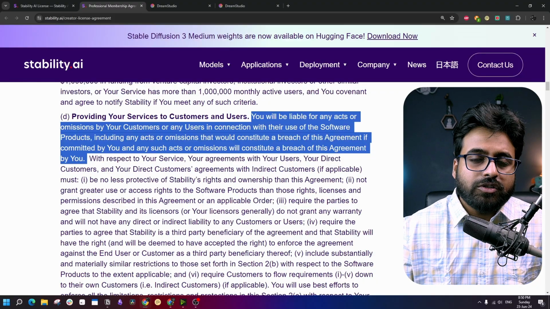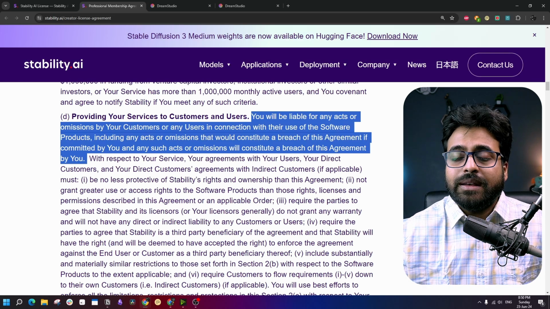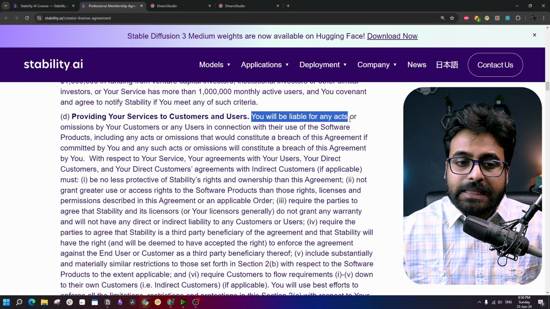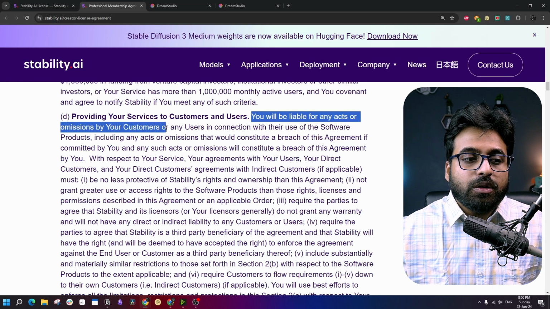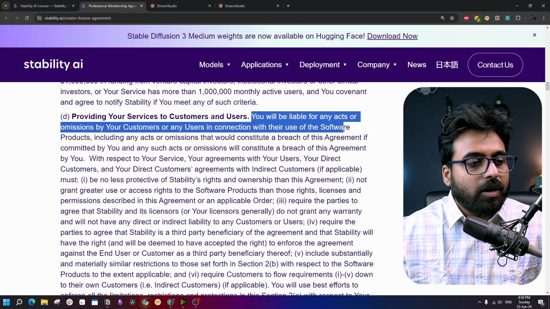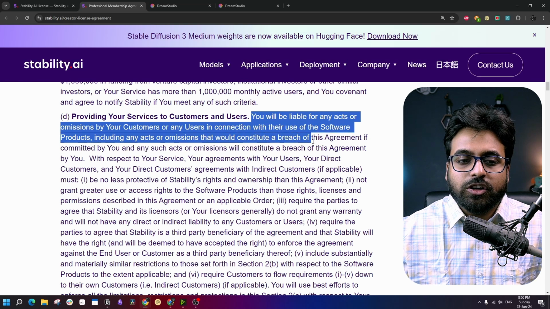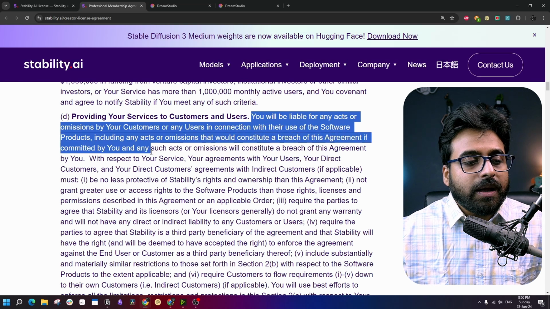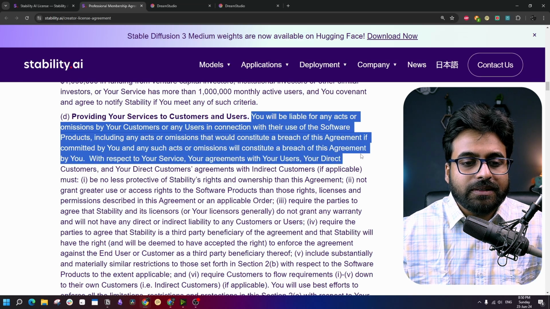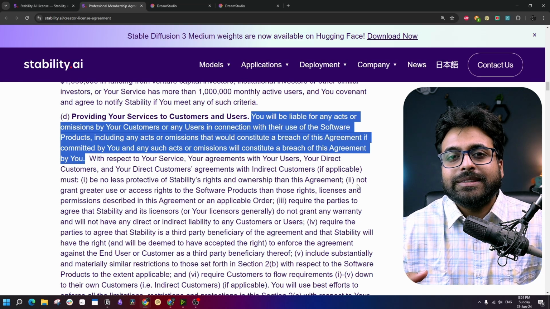Now, once the confusion around the number of generated images gets cleared out in the future and you do start creating models that other people use, you will be liable for any acts or omissions by your customers or any users in connection with their use of the software products, including any acts or omissions that would constitute a breach of this agreement if committed by you, and any such acts or omissions will constitute a breach of this agreement by you. Why should you be liable if someone uses custom models created by you?